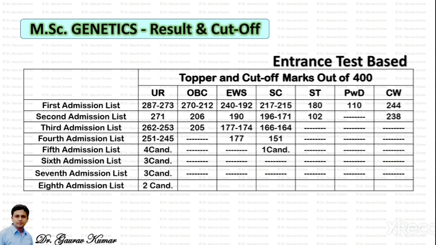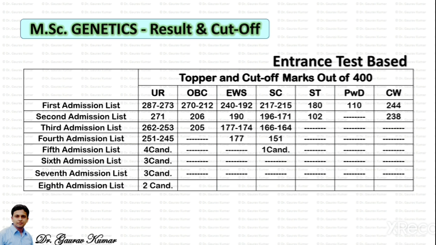180 to 102 was the range in the ST category, while in the SC category you can see 217 to 151. The range for EWS, from the first admission list to the fourth admission list I am talking about, is 240 to 177, and in OBC it ranges from around 270 to 205.